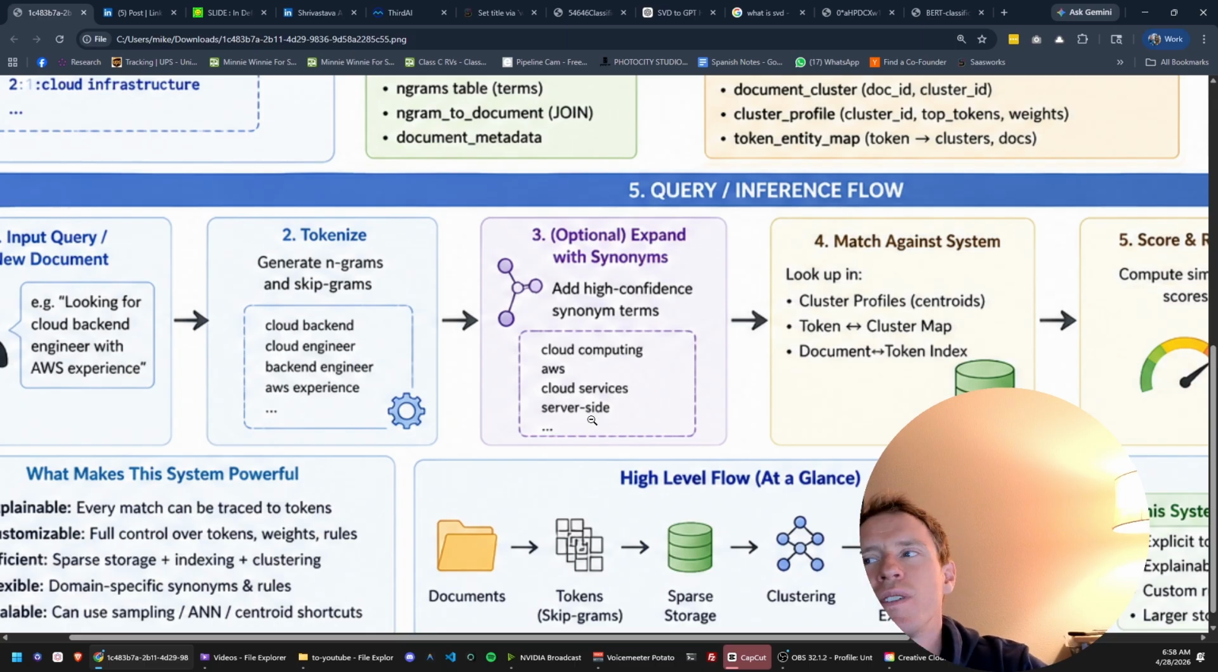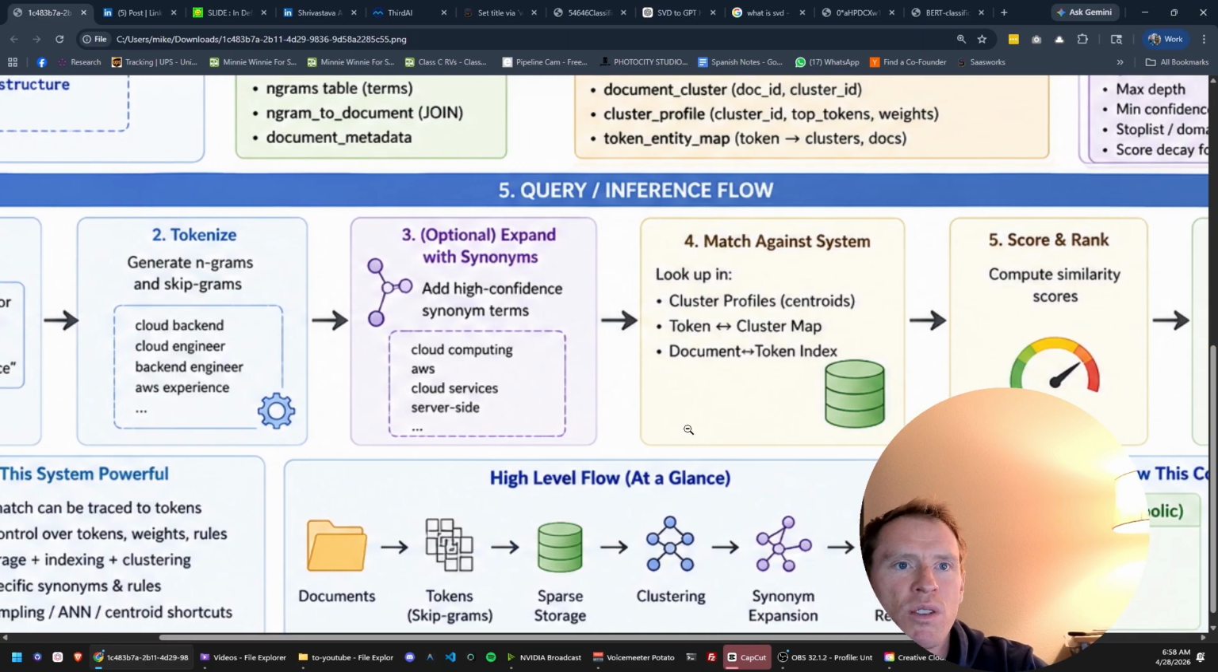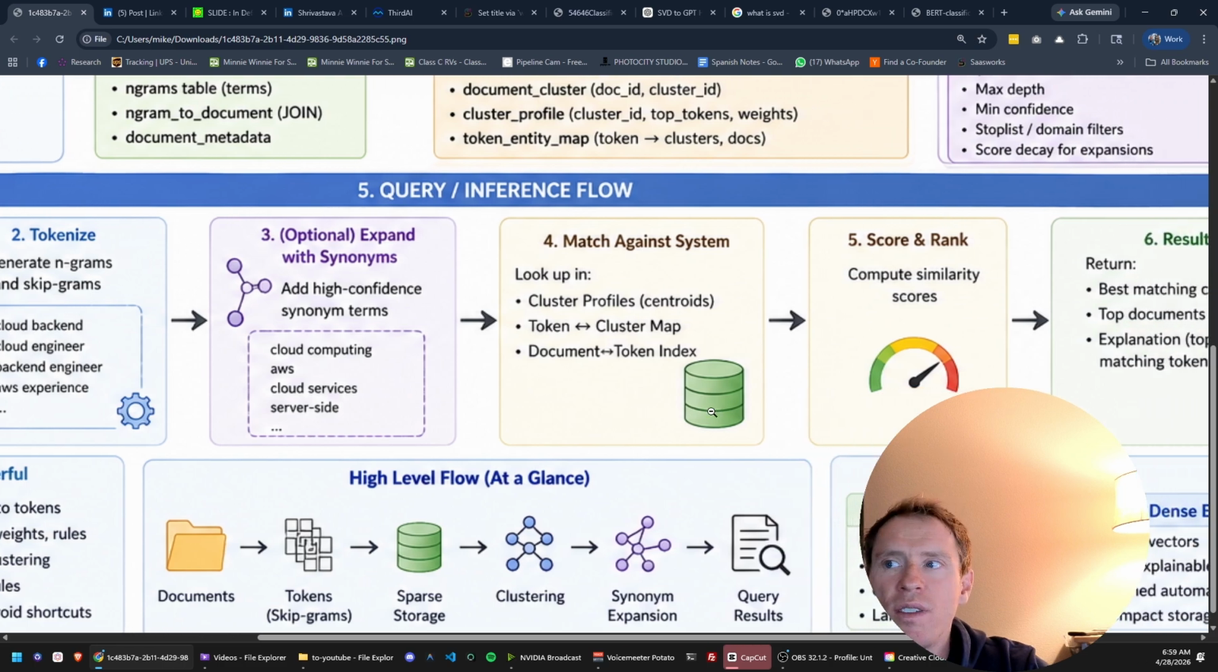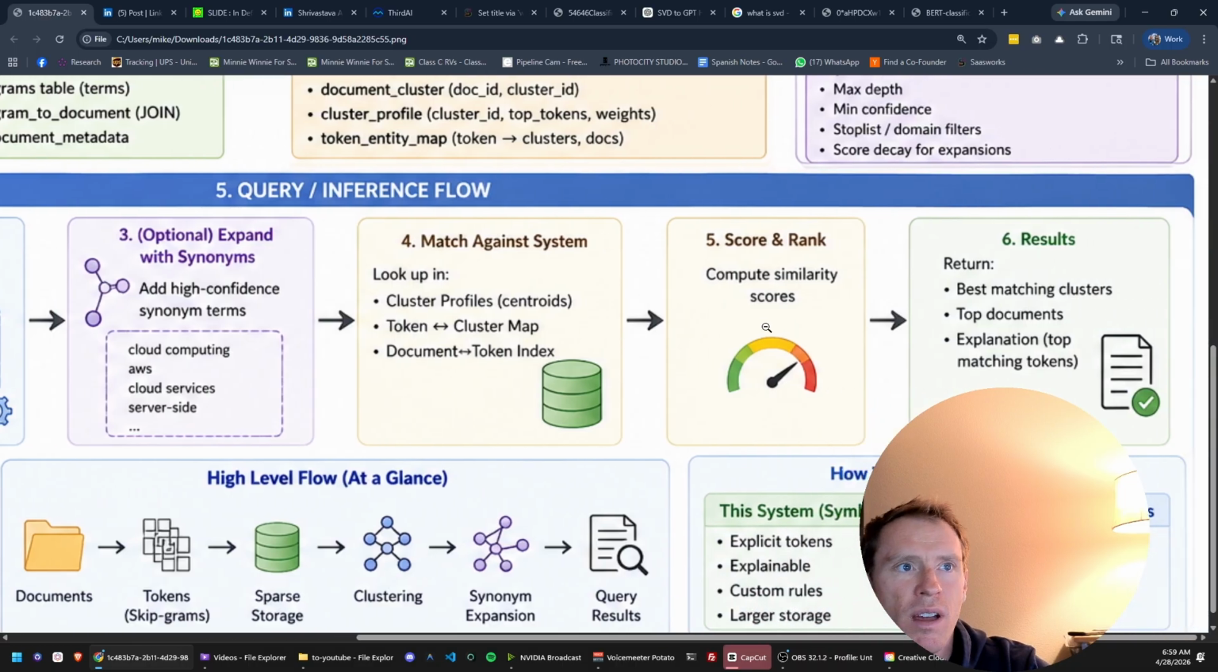So the issue is that you're going to blow out your storage. Whereas when we look at the matrix-based methods, it's all about condensing. But what you gain is understandability of a system. And so then here it's saying we're going to do cluster profiles. So this is the clustering step. And then we're going to score and rank and then return results.